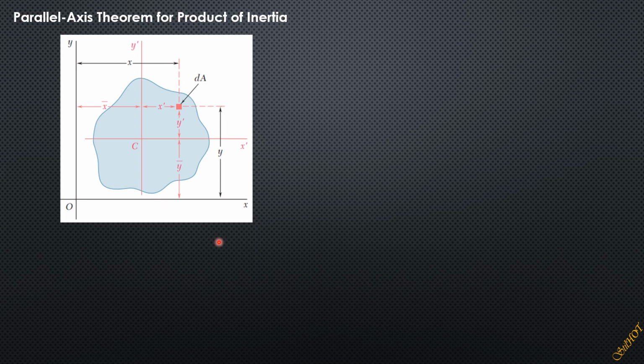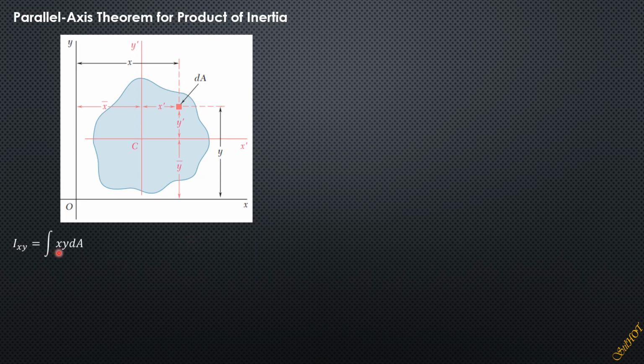So by definition, the product of inertia Ixy, or Pxy in other topics, I prefer P as the symbol for product of inertia, especially in finding the maximum and minimum moments of inertia. That would be a few videos later. So Ixy equals the integral of xy dA.